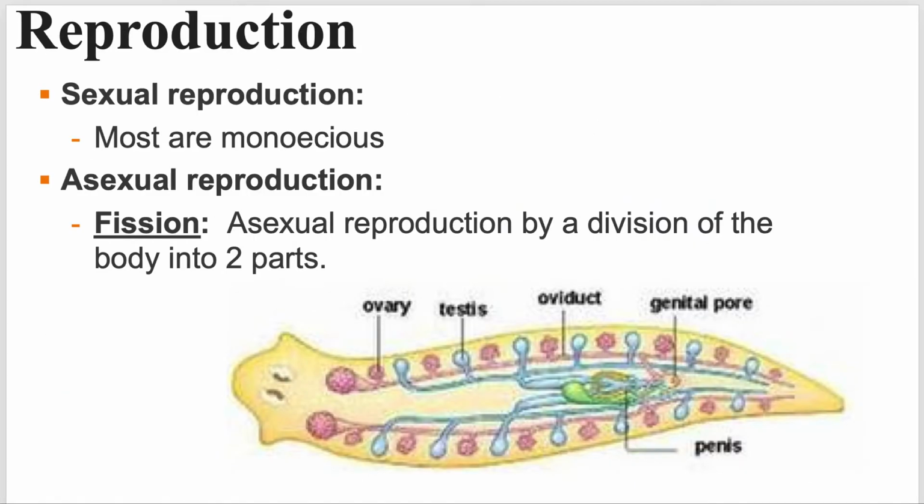For reproduction, most are going to be monoecious, meaning they'll contain both. They'll produce both eggs and sperm. There will be some that reproduce asexually, and they'll do this by fission, which is when they'll divide off into two different body parts. Right?